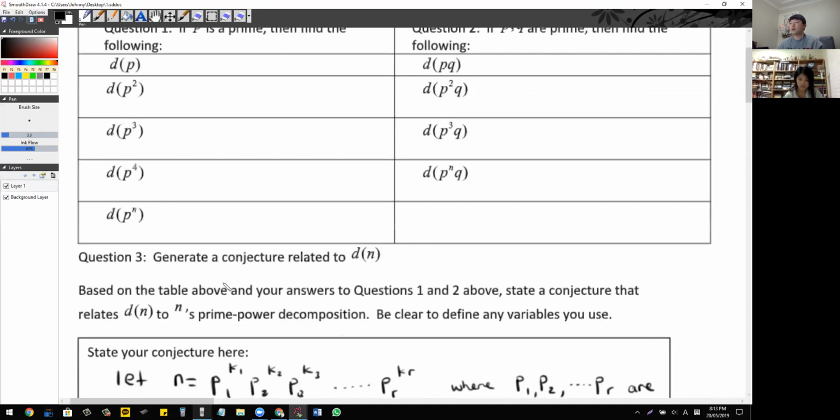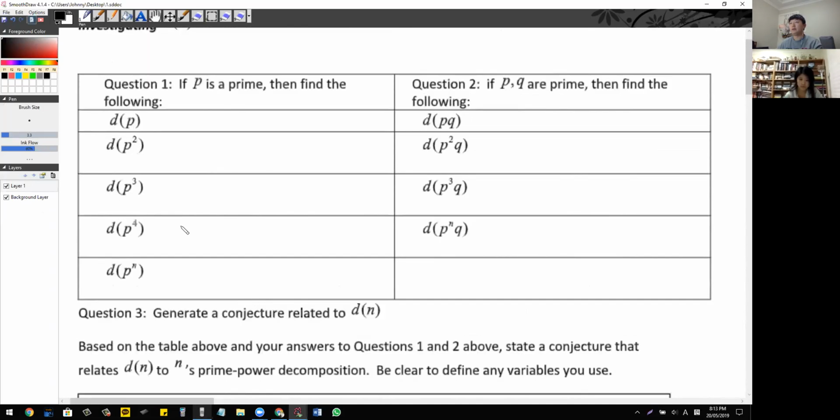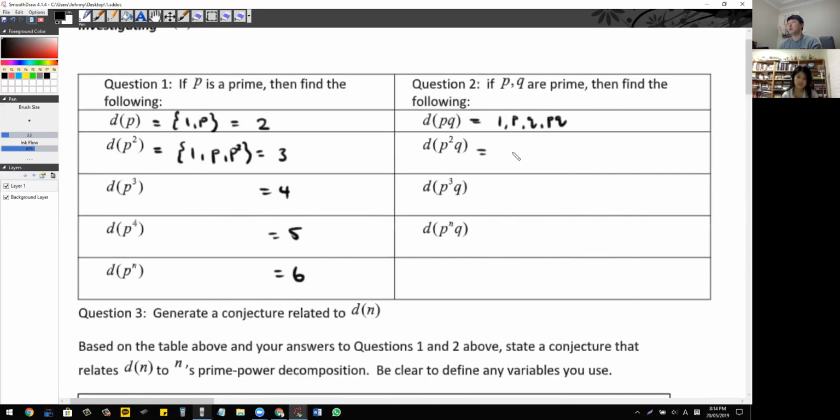So this is the conjecture. Based on the table above, what was this one? This was 1, N, P, right? So it was 2. This was 1, N, P, P squared was 3. So this was 4. This was 5. This was 6, right? This was 1, N, P and Q and P, Q. So anyway, you get all this. So this would be 3 times 2, which is 6 here.